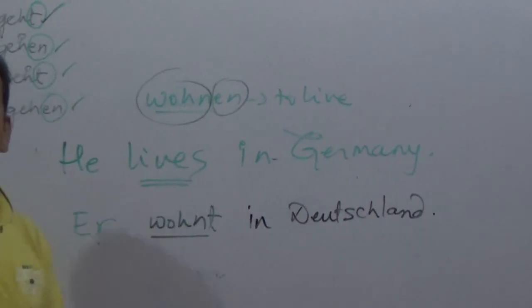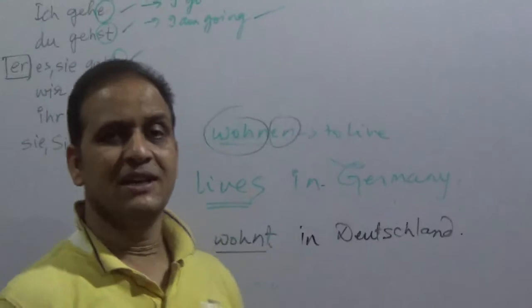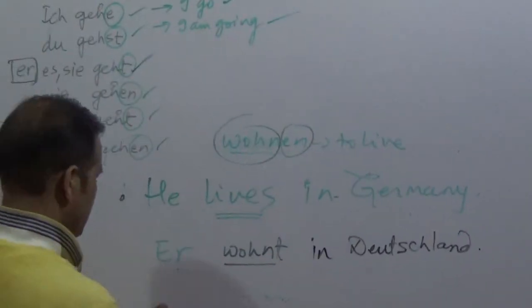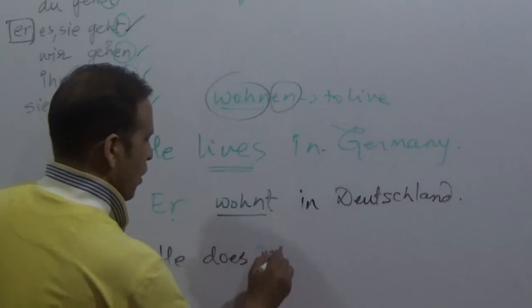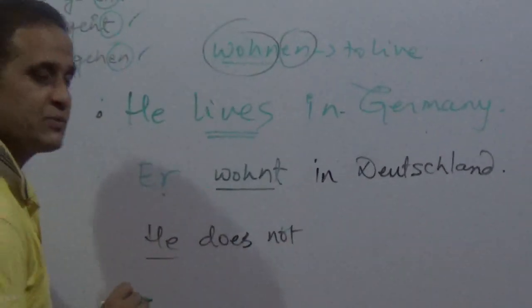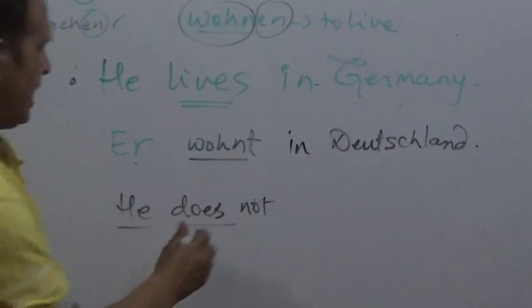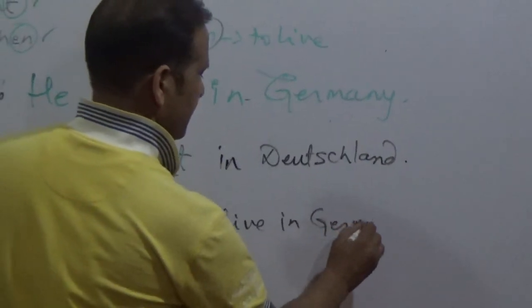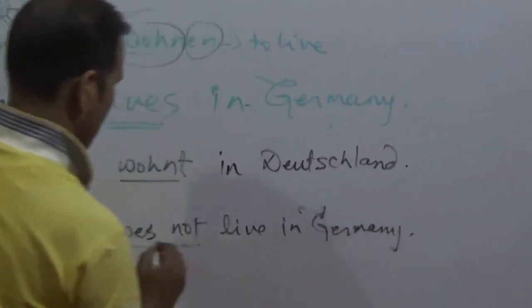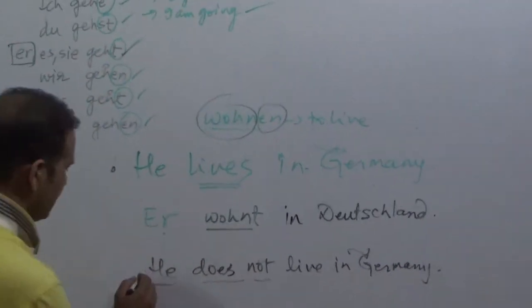So how will you say? Wohnt in Deutschland. He lives in Germany. But that's a positive sentence. If you want to make it negative, then how will you say? In English, he does not, because he is a singular subject. With a singular subject, you will use a singular verb, that is does, and then not. Live in Germany. So he doesn't live in Germany. In short, you say it's like this. But that's the English.